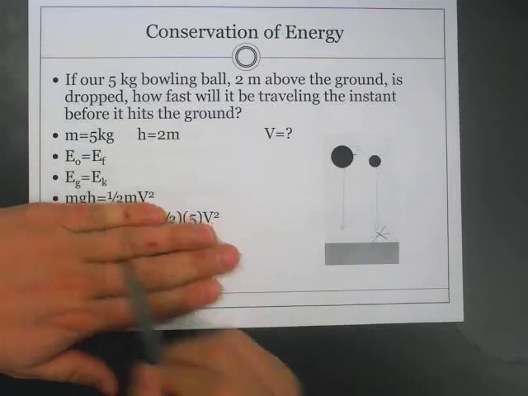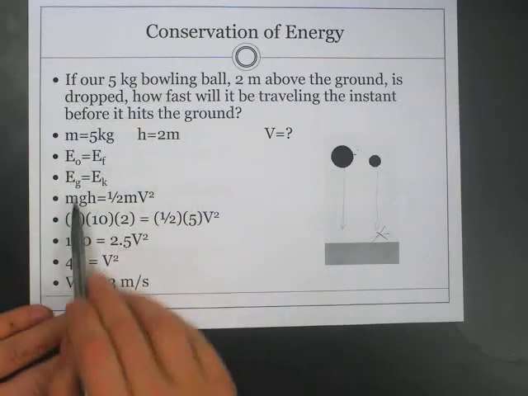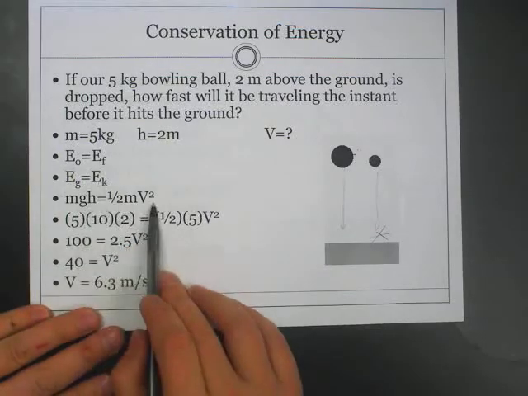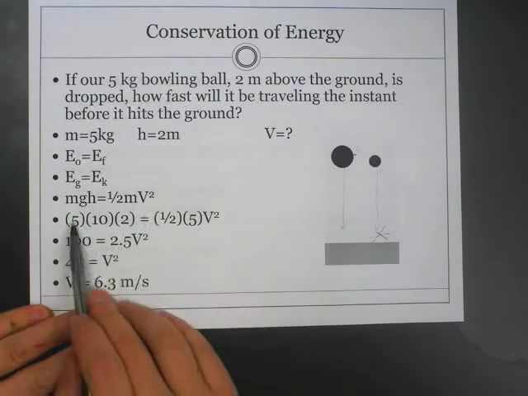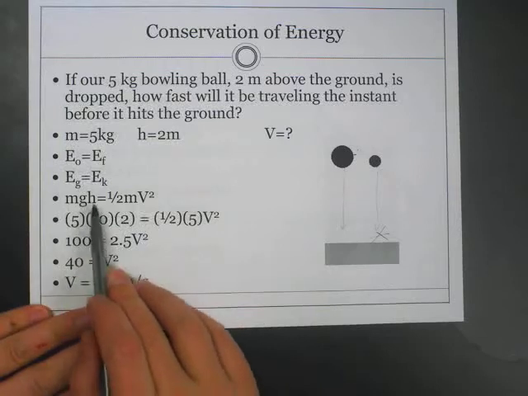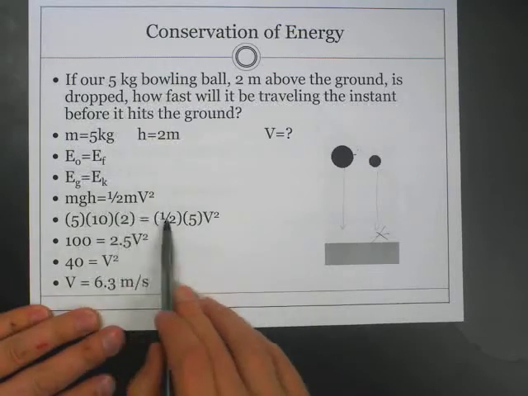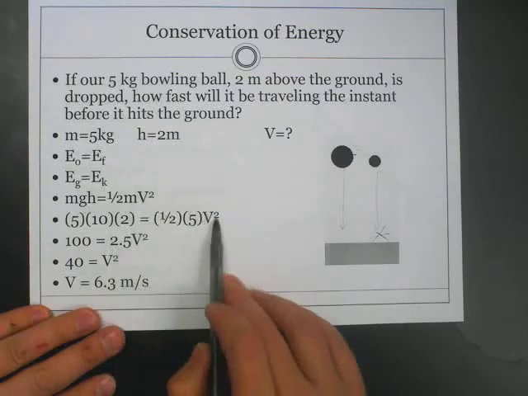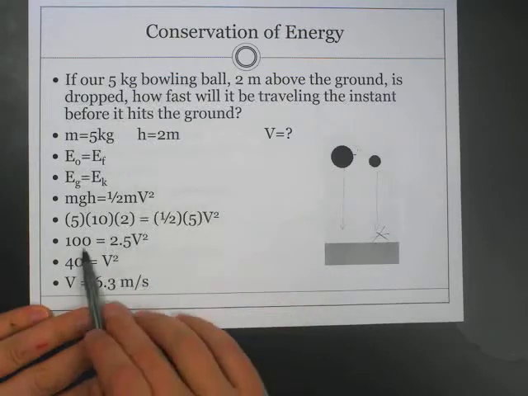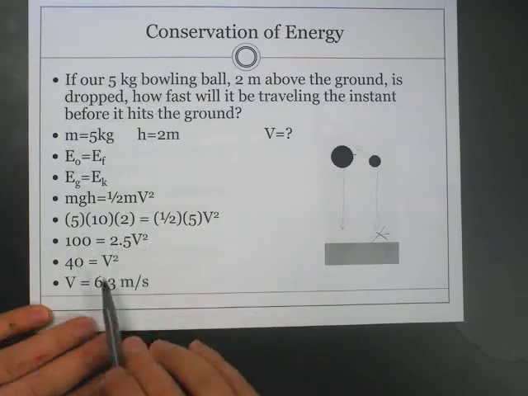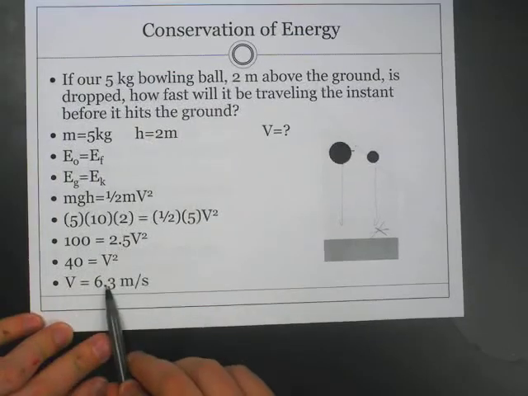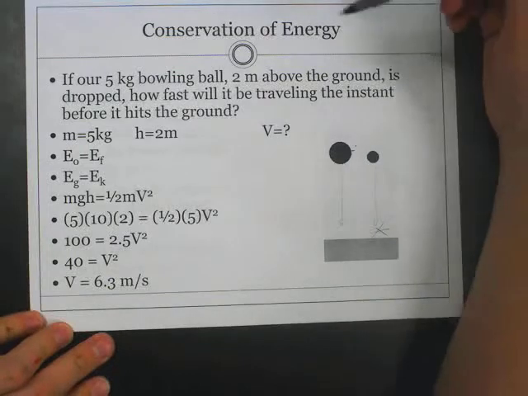Right? So then Eg we know is mgh. And Ek we know is 1/2 mv squared. So then we plug in m is 5, g is 10, h is 2, 1/2 is 1/2, m is 5, v squared is still v squared. So we can simplify this down, and we end up that our velocity at the end of the story is 6.3 meters per second.